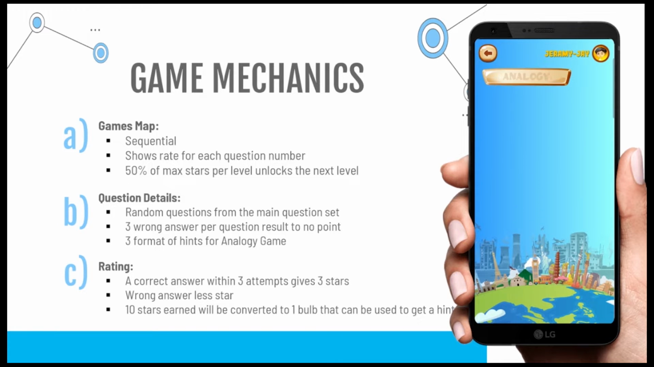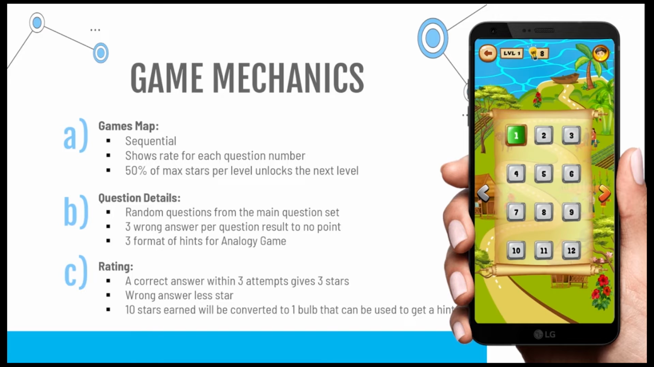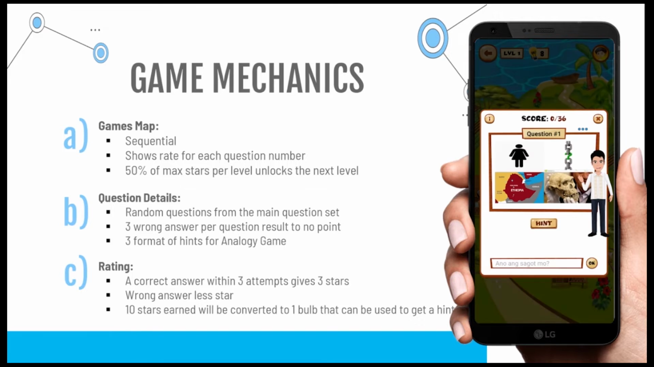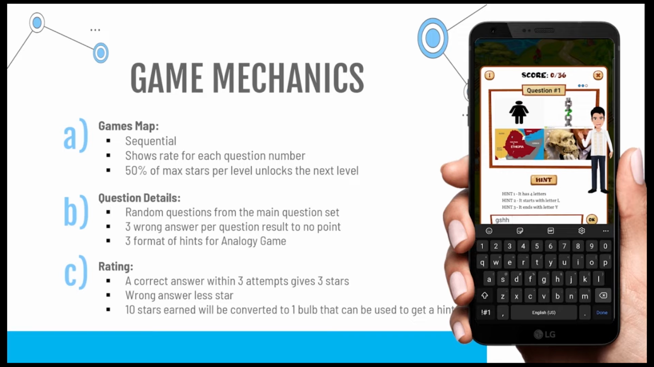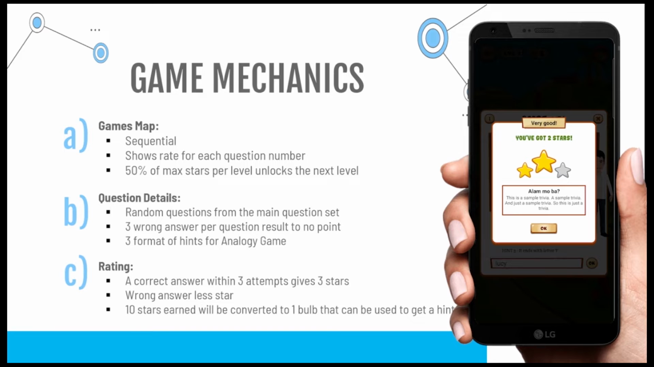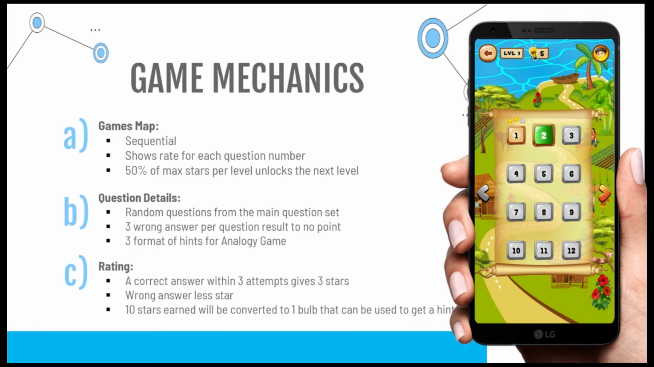The analogy game lets the player analyze how the images are related and determine the word that best describes the images, which aims to assess the student's understanding. In playing the analogy game, learners will also be rewarded a maximum of 3 stars after completing a question. Hints accumulated in playing the quiz game will be used to help the learners in answering the questions.